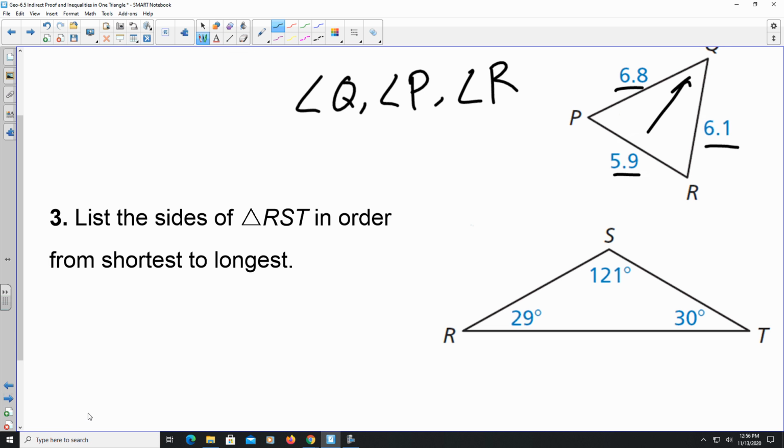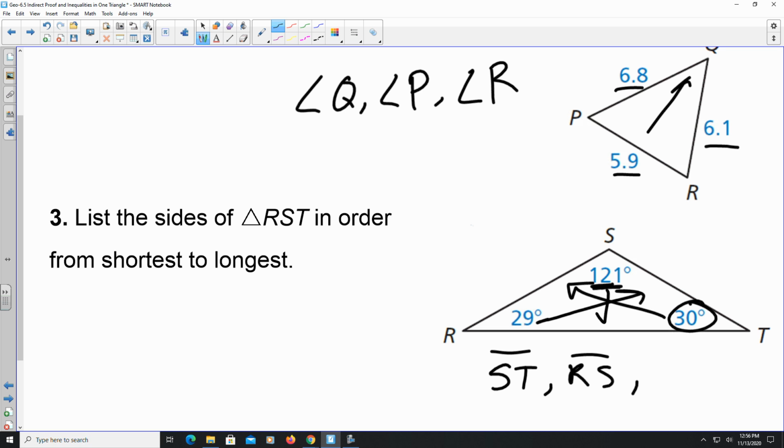From here, looking at my angle measurements, my smallest angle measurement is 29. Look at the opposite. It's going to be line segment ST. Then I get 30. Opposite of that, line segment RS. Finally, my largest angle is 121. Take the opposite of that, and that is line segment RT.